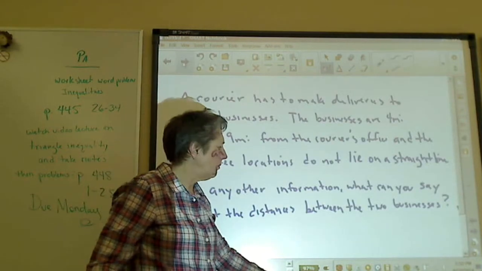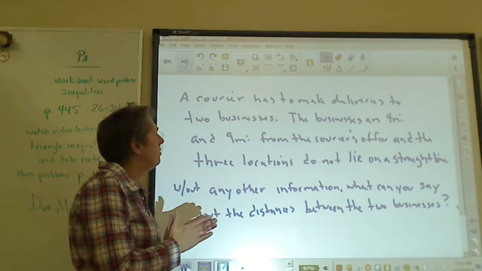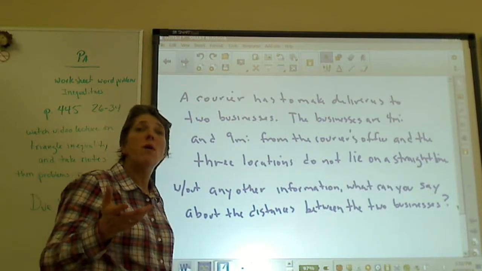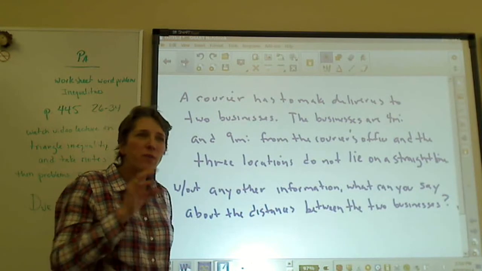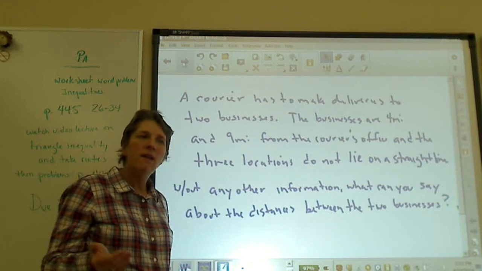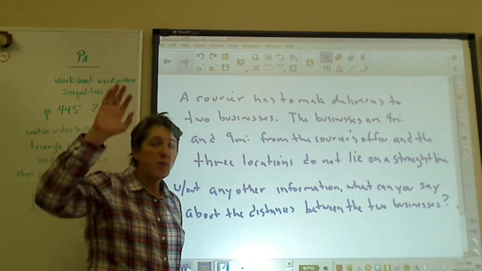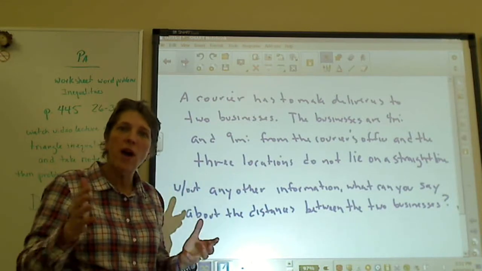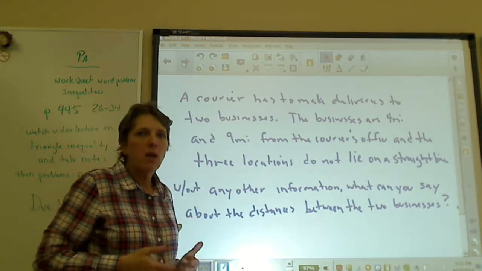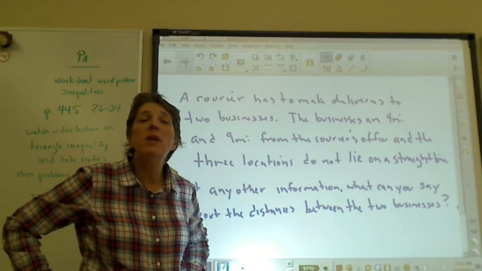Well, let's look at this word problem, because this is how you use the triangle inequality. A courier has to make deliveries to two businesses. The businesses are 4 miles and 9 miles from the courier's office. The three locations do not lie in a straight line. Because they do not lie in a straight line, you know they have to form a triangle. That's that abstract thought. Without any other information, what can you say about the distance between the two businesses?